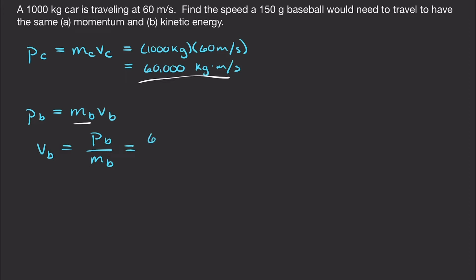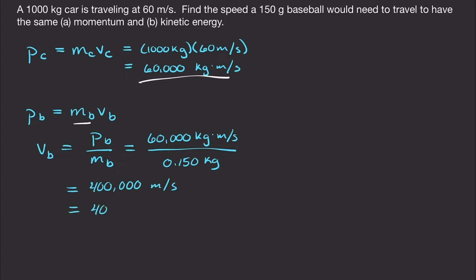And so then we can plug in 60,000 kilogram meters per second over 0.150 kilograms. And that will give us 400,000 meters per second, or 400 kilometers per second. So you have to throw it really fast.